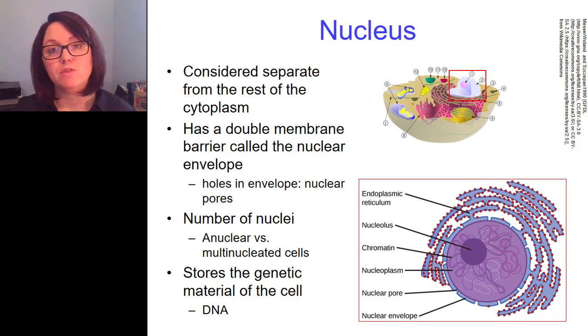The number of nuclei per cell varies. Typically, one cell contains one nucleus, but some cells are anuclear in their mature state. Anuclear meaning it does not contain a nucleus. A good example of this is a red blood cell. During development, red blood cells do contain a nucleus, but in their mature state, they don't have a nucleus. Some cells are multinucleated in their mature state, meaning they possess more than one nucleus. An example of this is a skeletal muscle cell.